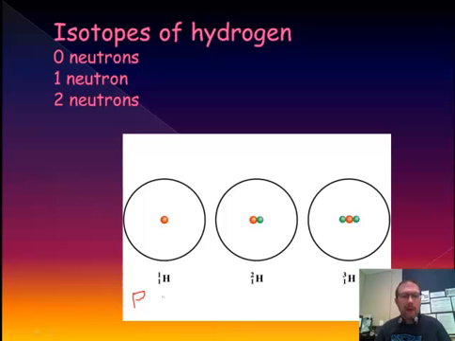No, I'm not going to write that in just in case it's already on there. Anyway, it's called protium. It's the most common form of hydrogen.